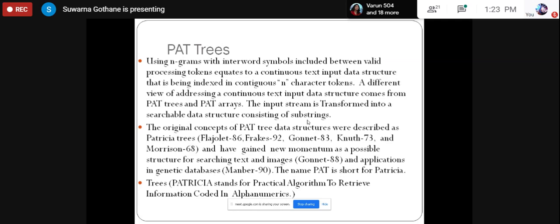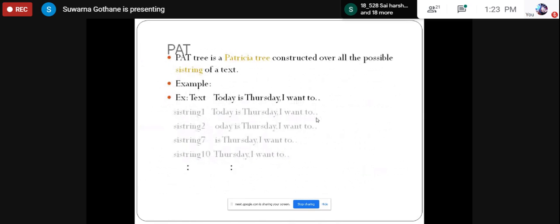So this concept you remember here, it is going to break your input into substrings. The input data, or input stream, is going to be transformed into the concept called a substring. Okay, so the pat tree is applicable for text and image and it is called Patricia, and it stands for Practical Algorithm to Retrieve Information Coded in Alphanumerics.